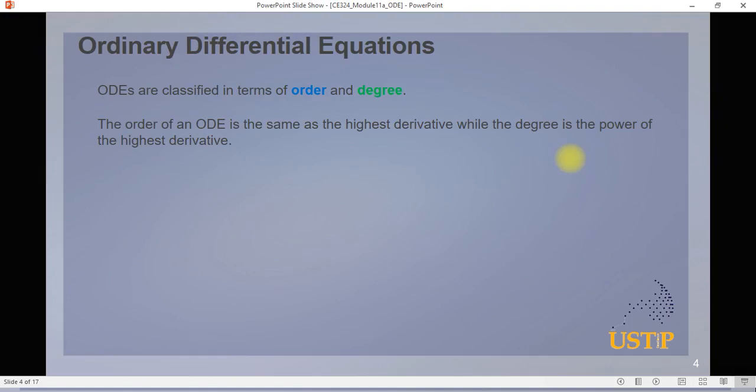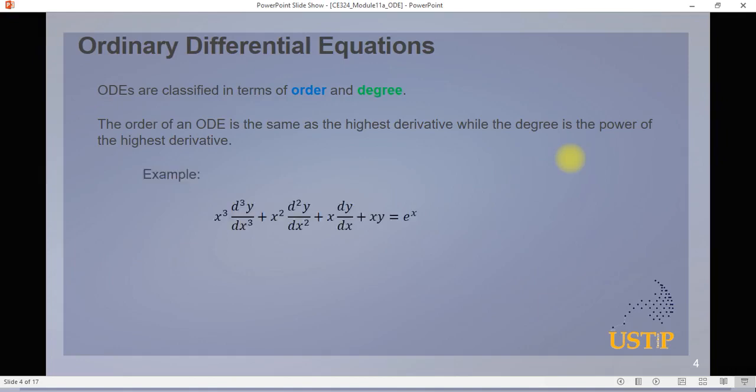And then whatever the exponent of that derivative, that is considered the degree of the ODE. So, for example, if that third derivative is raised to the power of 4, it means that the degree of the differential equation is 4. Even if the second derivative has a fifth exponent, you will only be considering the highest derivative in terms of degree.